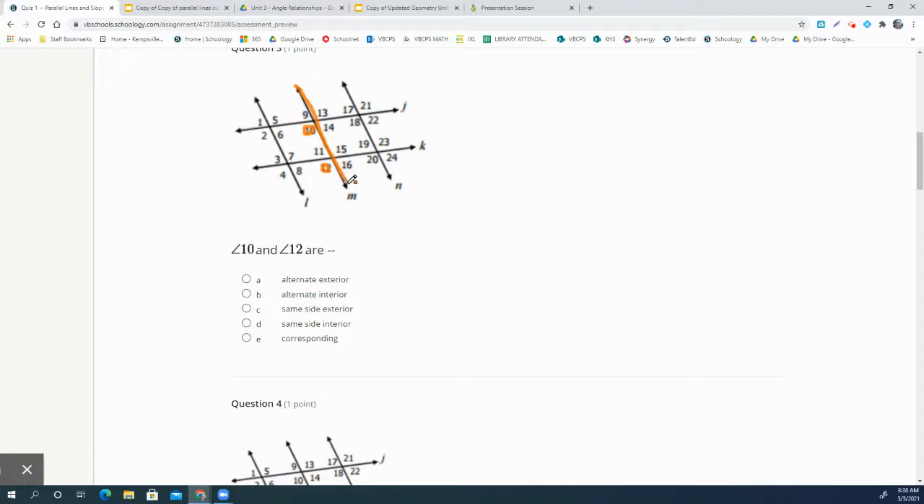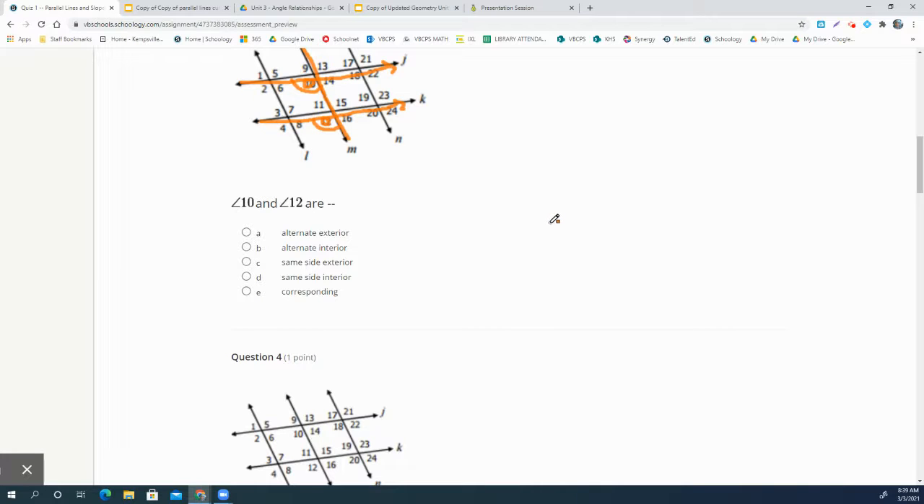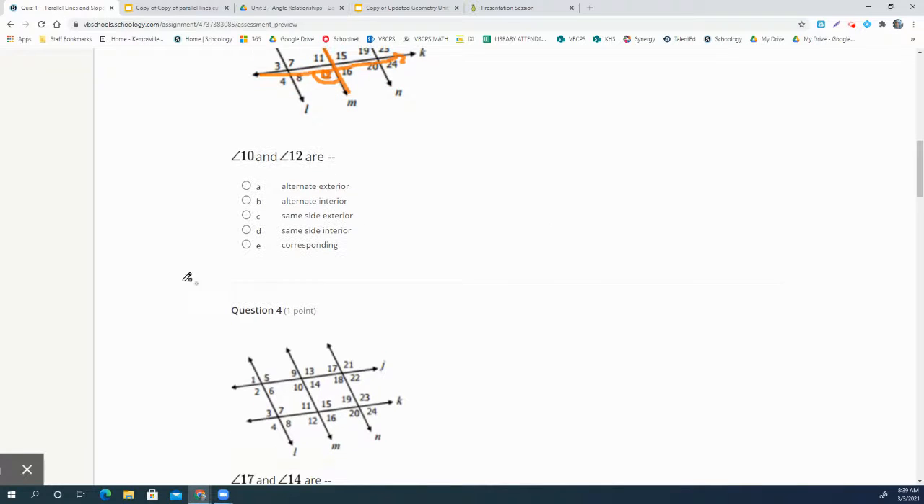M is the transversal. So J and K are the parallel lines. What's the relationship there? If I've got a corresponding, absolutely. I've got a southwest corner and a southwest corner. Those can slide down on top of each other. Okay. So those are corresponding.